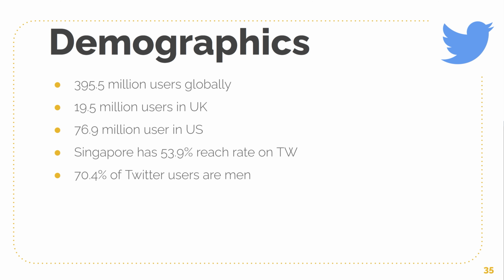Twitter has over 395 million users globally, 19.5 million users in UK, and 76.9 million users in US. Singapore has the highest reach rate on Twitter of 53.9%, and 70.4% of Twitter users are men. It means that men are dominating the platform.